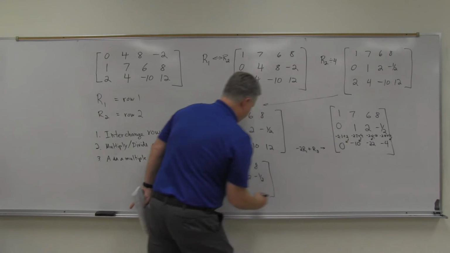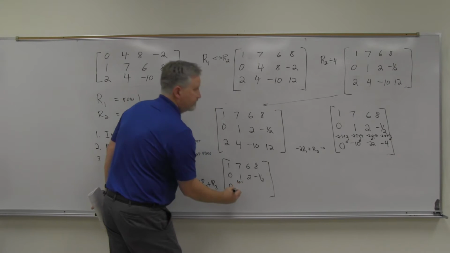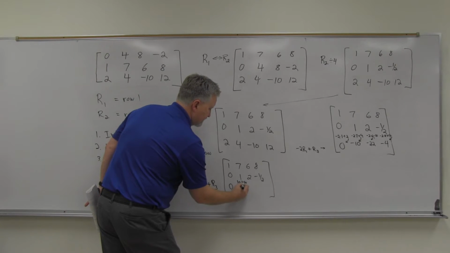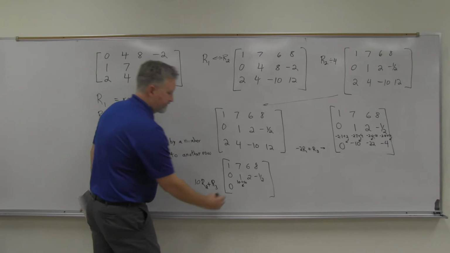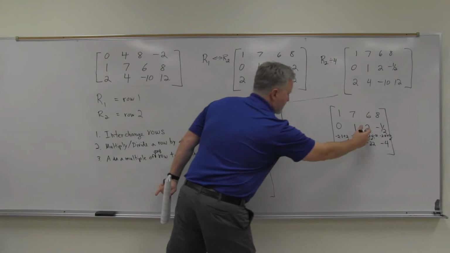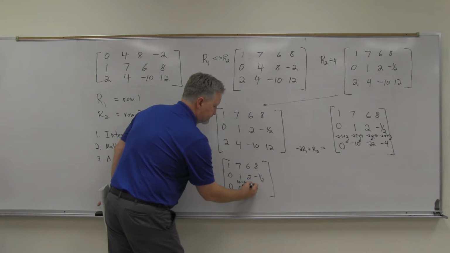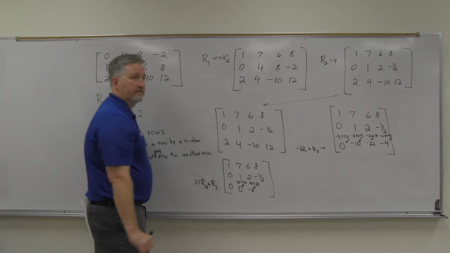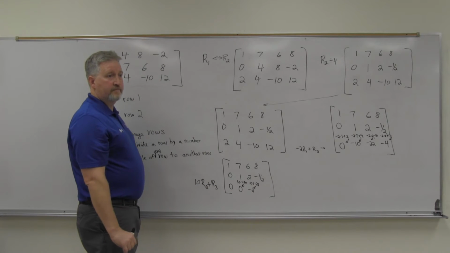Now I have 10 times 1 minus 10. And that goes here, right? 0. That's what we want. But I have to do that across the board. So 10 times 2 minus 22, that's going to be a negative 2. Goes here. Yes? With me?